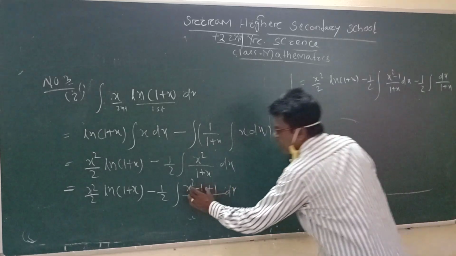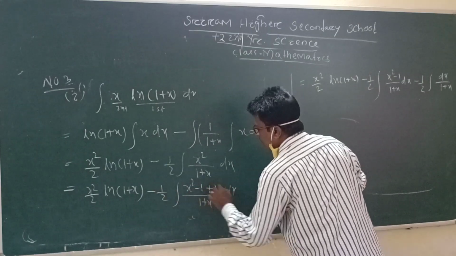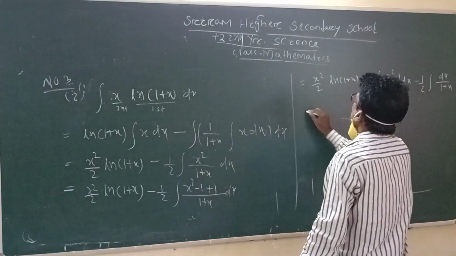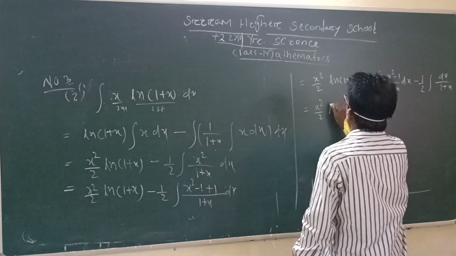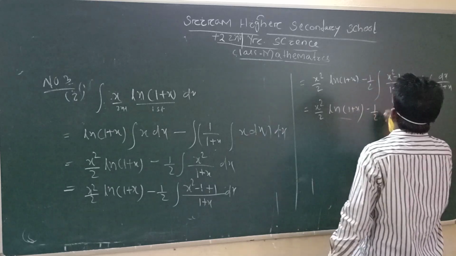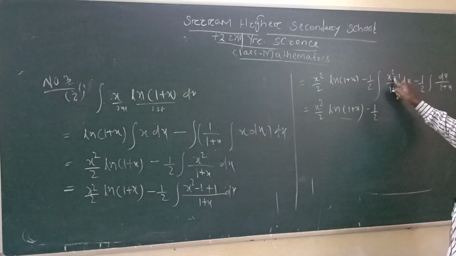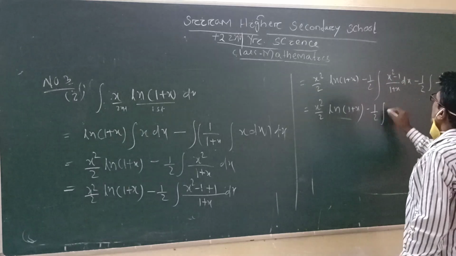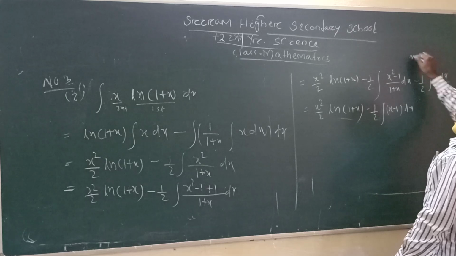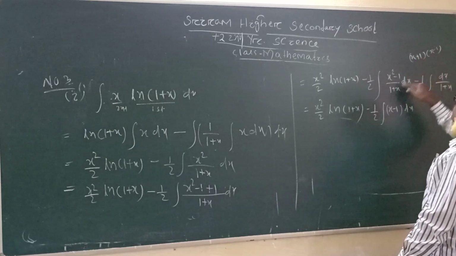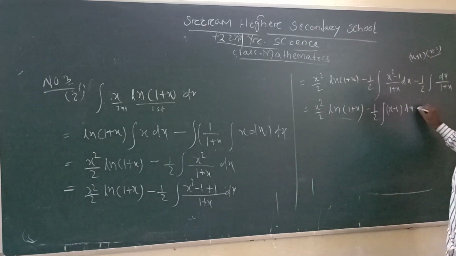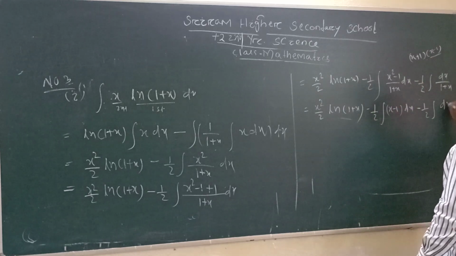You look, x square minus 1 dx minus half into 1 minus half dx by 1 plus x. 1 plus x is divided in both cases, that is x square by 2 ln(1 plus x) minus half. You know x square minus 1 is equal to (x plus 1) whole into (x minus 1). x plus 1 cancels, and the remaining is x minus 1 dx. So x minus 1 dx minus half dx by 1 plus x.